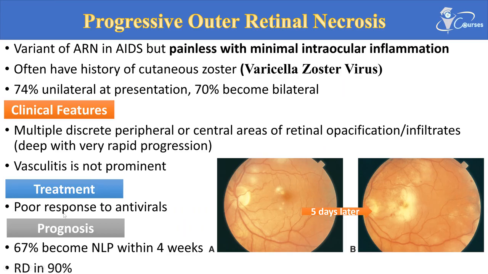Treatment of those patients, unlike acute retinal necrosis, will show poor response to antivirals. 67% of those patients will become no light perception within 4 weeks, and retinal detachment also occurs in 90% of patients. Okay. So now we have covered the viral retinitis, including cytomegalovirus retinitis, acute retinal necrosis, and progressive outer retinal necrosis.